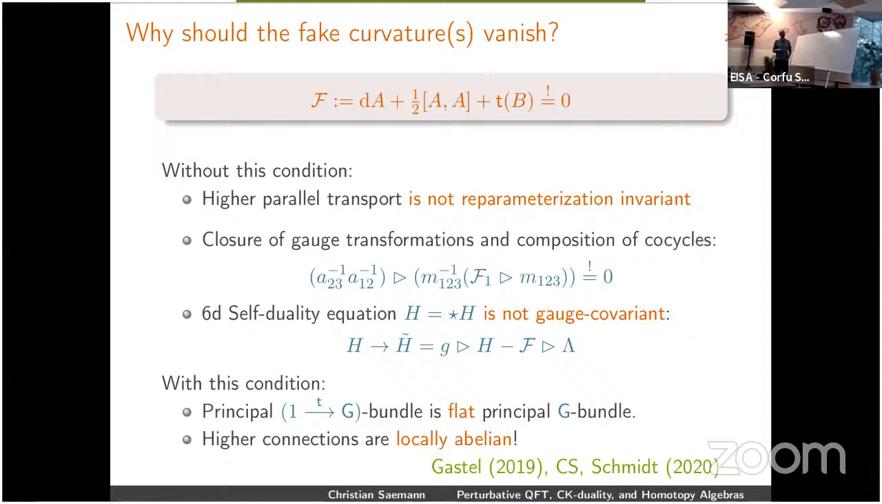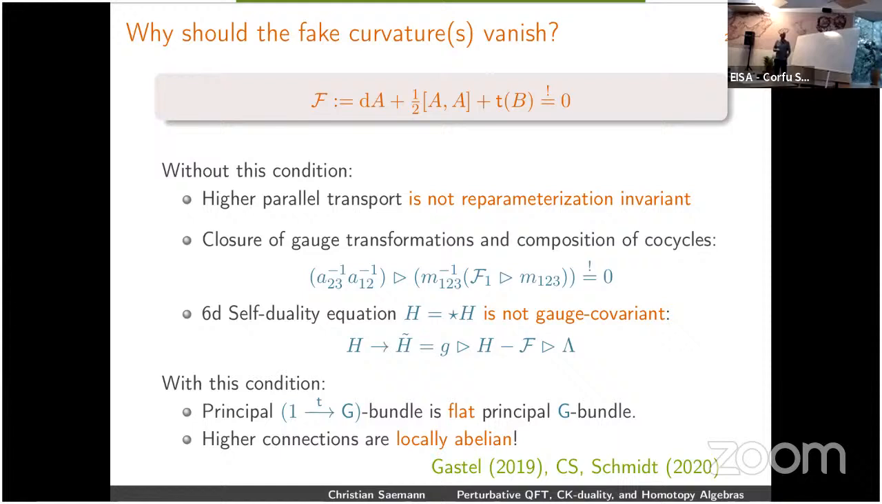And another reason is if you're interested in five-branes. That was my original motivation for studying these non-abelian gerbes, trying to find a low energy effective action for M5-branes. You need self-duality for the three-form, and you see this is not gauge covariant if the fake curvature is not zero in this picture. Okay, so without this condition, we can't live. That's imposed. What's so bad about imposing it?